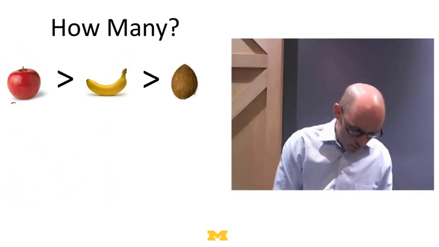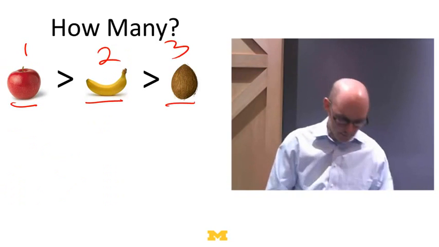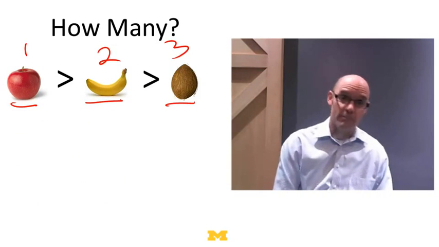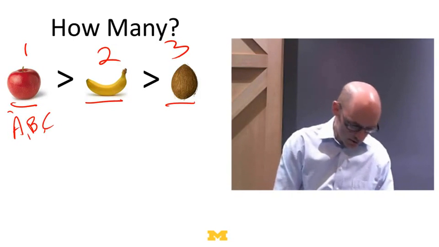Well, it means there's going to be one thing I like best, right, that's ranked first, one thing I like second best, and one thing ranked third best. Well, so how many different things could I like first? I could like the apple, I could like the banana, or I could like the coconut. So I chose the apple.